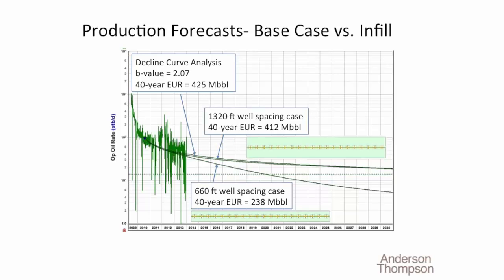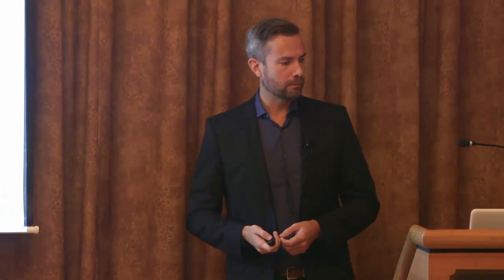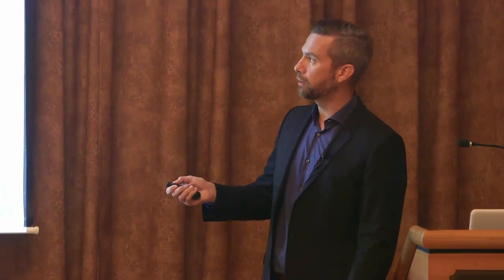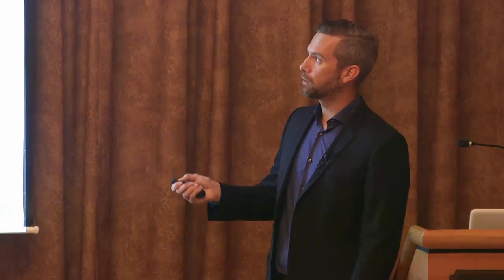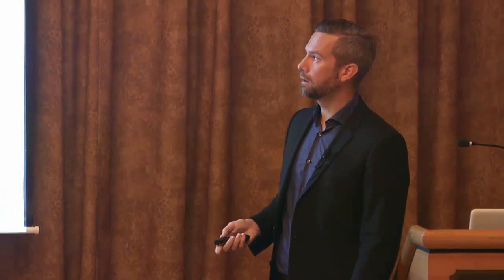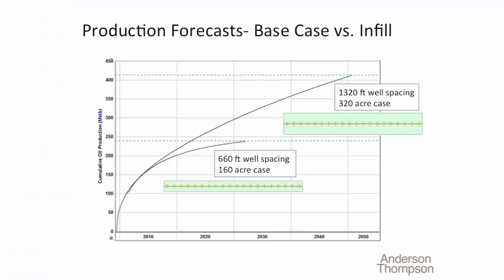It's only later on when the boundaries are reached where we start to see that very pronounced departure from that original forecast. And it's to the tune of almost 50% reduction in 40-year EUR. So what does this all mean? Well, we can look at the same thing on CUME, and we can see there's a remarkable difference between those two forecasts.